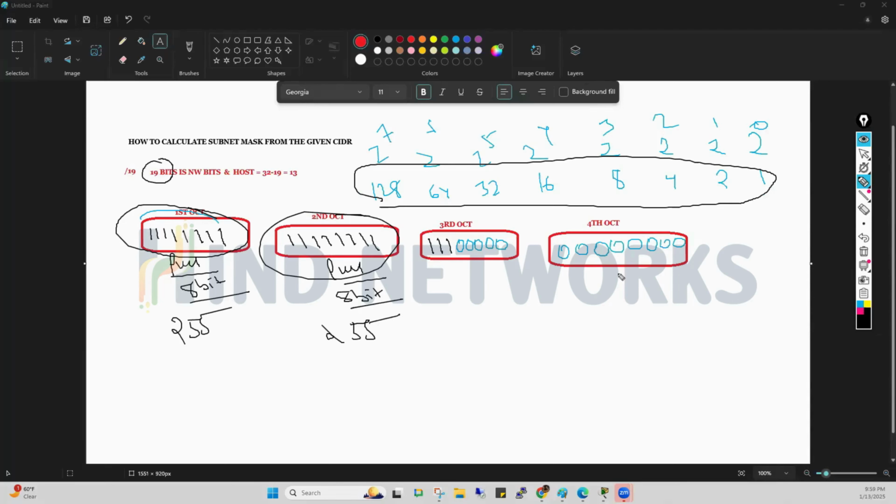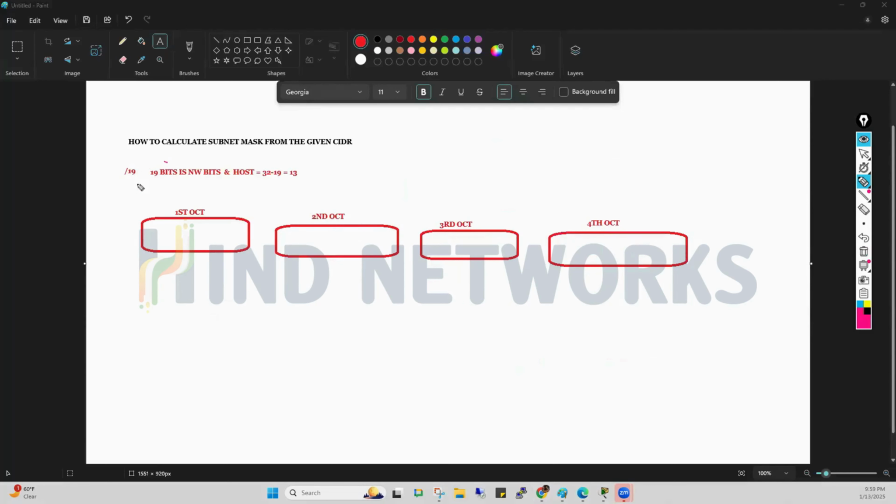Again here, 255. Here these 3 bits are 1, so you need to add these 3: 128 plus 64 plus 32. What is the value? 224. Exactly. And here all are 0, so you do not need to add anything; that is a complete 0. So if I ask you what is the subnet mask, the value will be 255.255.224.0. That is the subnet mask for the CIDR slash 19.